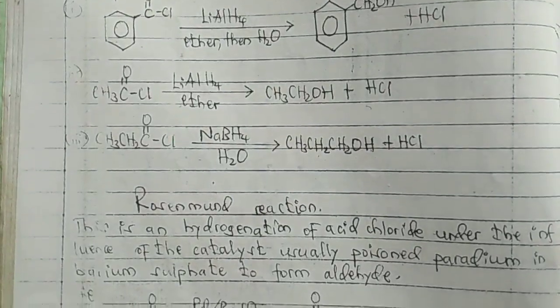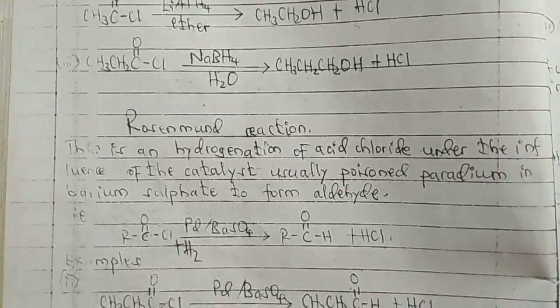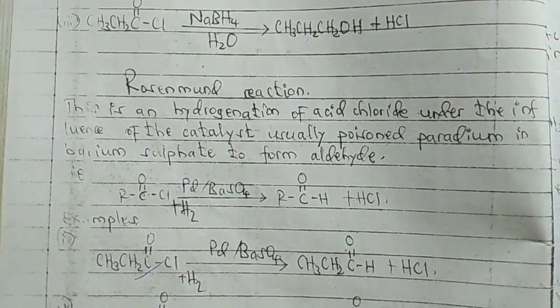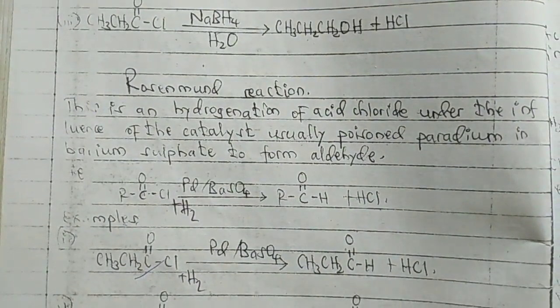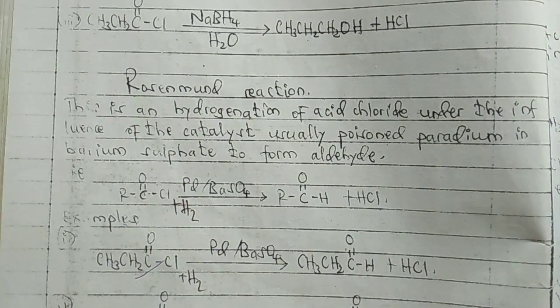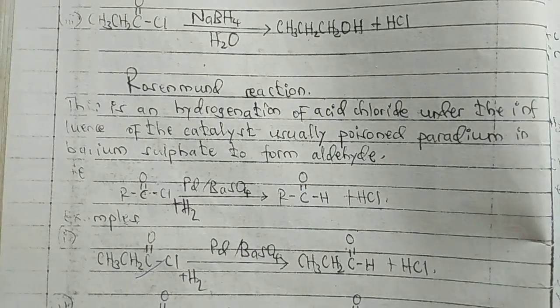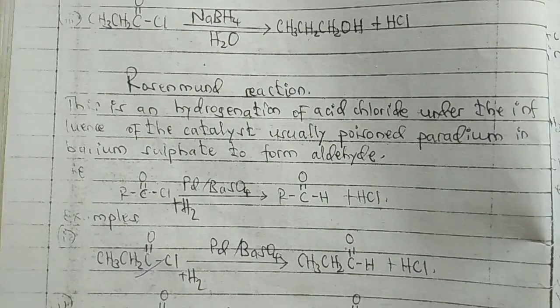hydrogen tunaenda kutengeneza alcohol. Lakini another reaction is the Rosenmund reaction. Another reaction is Rosenmund reaction. This is the hydrogenation of acid chloride in the presence of catalyst, usually poisoned palladium on barium sulfate to form aldehyde. So inaitwa Rosenmund reaction, ni reaction ambayo ni reduction reaction of acid chloride, una reduce in the presence of hydrogen and the poisoned palladium catalyst on barium sulfate.